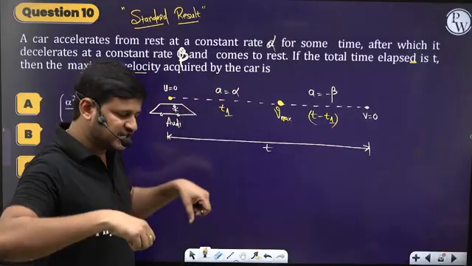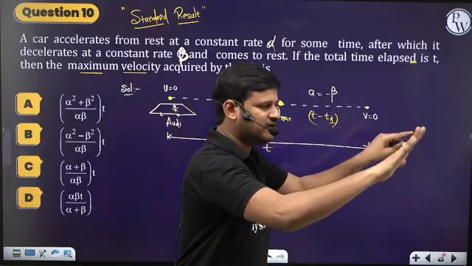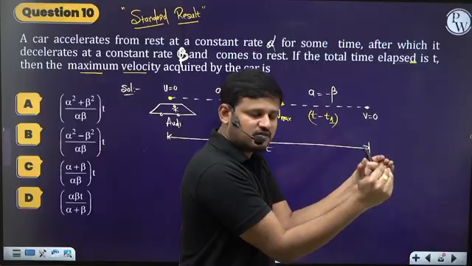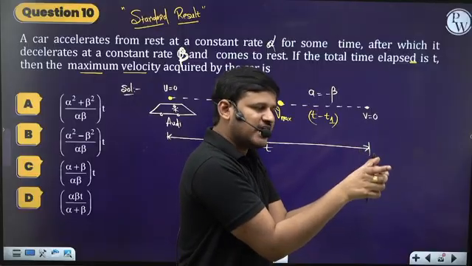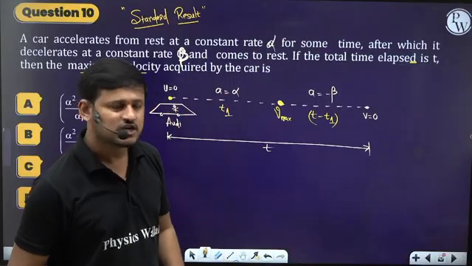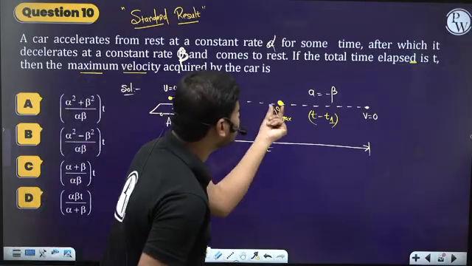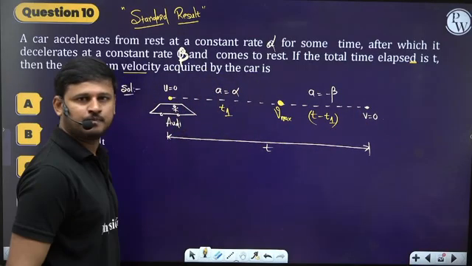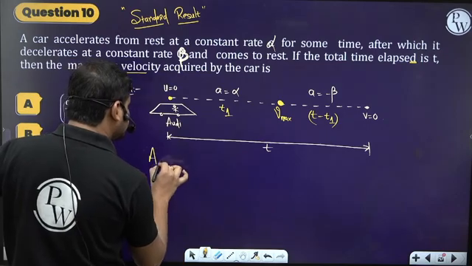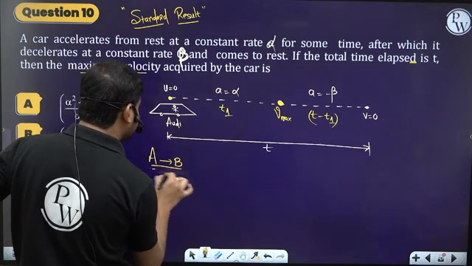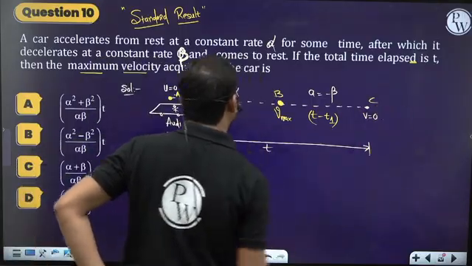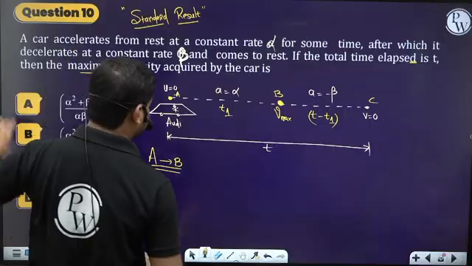So the body is accelerating, then it starts decelerating. At the moment you start the deceleration, before that second, the velocity will be maximum. Yes or no? So here the velocity will be maximum. From there again the velocity decreases and becomes 0. Understood, right? So now the same as the previous question. I am considering first A to B motion. Let's consider this as point A, this as point B, and this as point C. So let's consider A to B motion.